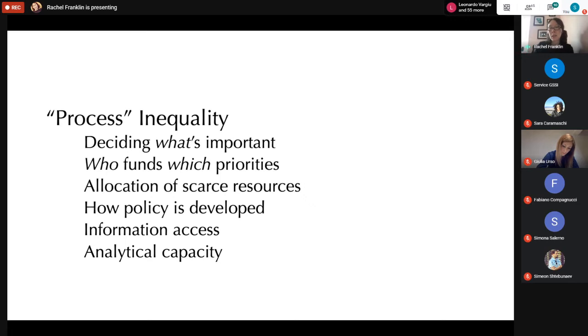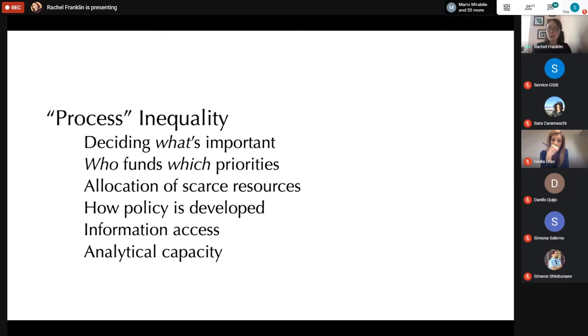And these decisions that we make when we route the funding in one direction rather than another can be thought of as process inequality, because it's going to privilege some people over others. Some groups of people are going to want bike lanes more than other groups of people. And with finite resources, every time we divert those resources, we're going to privilege some over others. So this includes deciding who is going to fund which priorities. How do we even decide what our priorities are for local areas, for cities or regions?